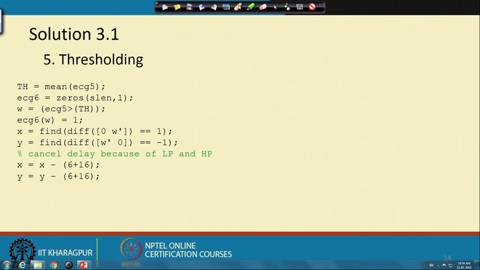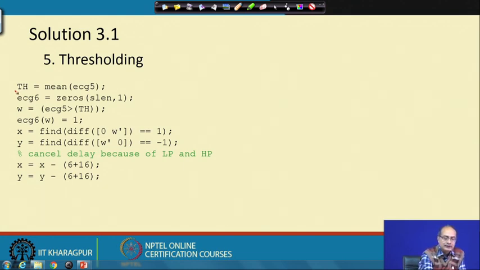So, what we have done, we again take advantage of the fact that this is an offline operation, we have the signal at hand. So, the threshold TH is taken as the mean of the ECG 5, that means the signal with the posts. We take the mean value, and next we create a signal of the same length as that ECG signal. The only difference is this is filled with zeros.